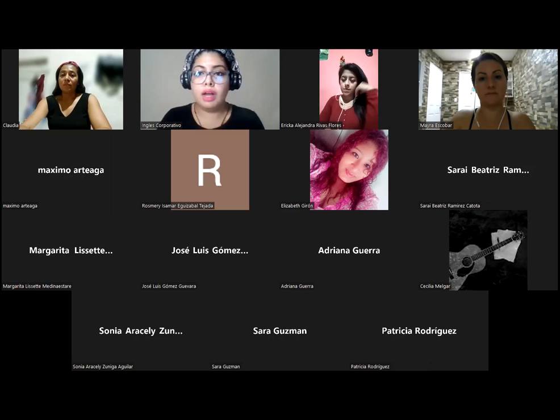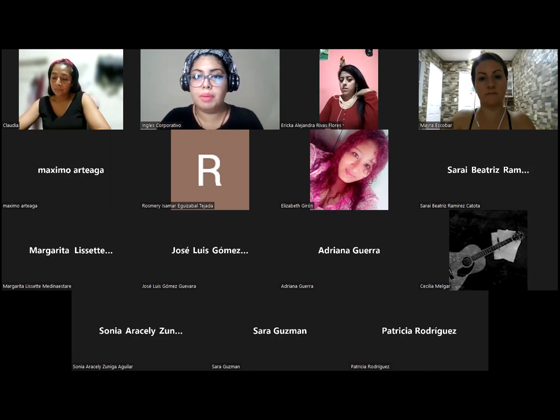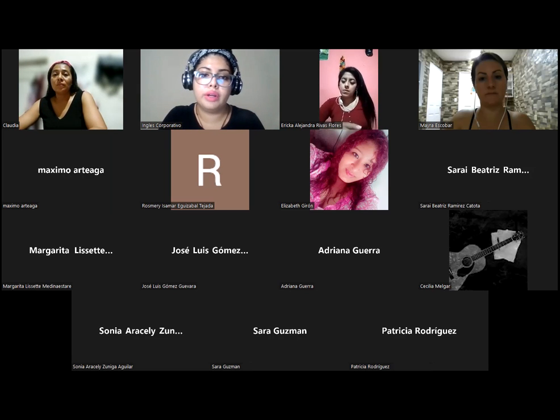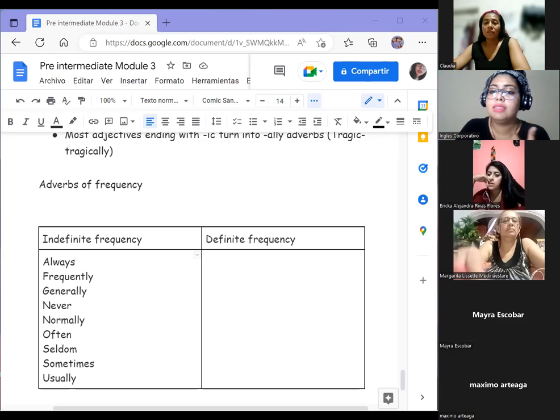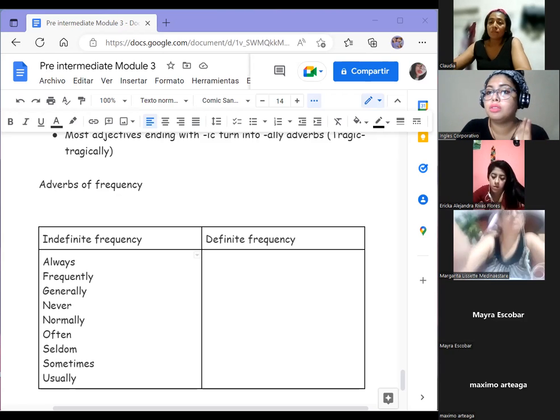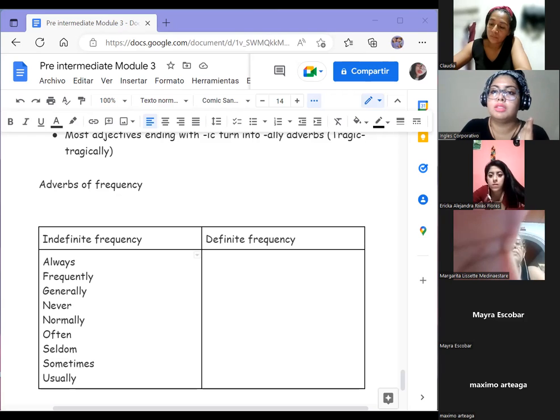Okay, so I was saying that we have the positive and negative connotation of these words, because in that case, we are talking about the frequency or the time in which we perform an action. So it's not like we are creating negative sentences. In that case, it is saying that we don't do some action.